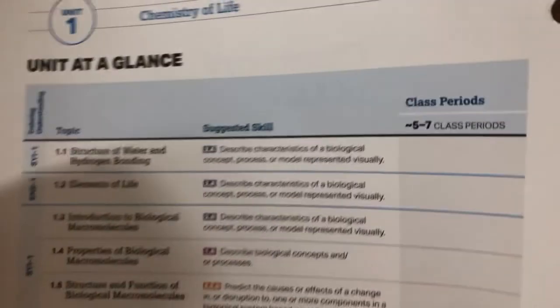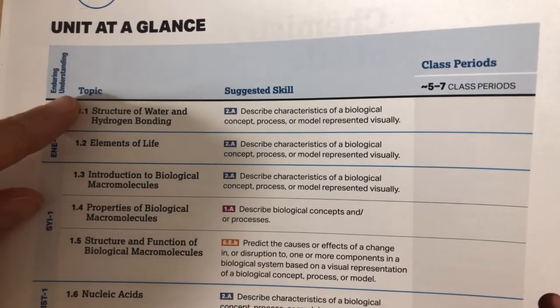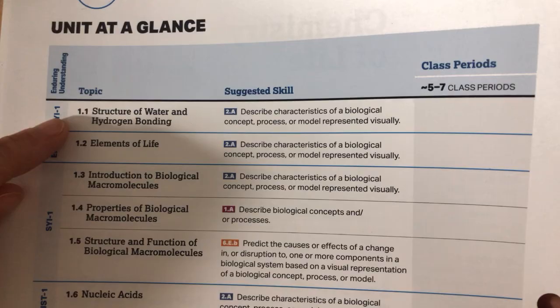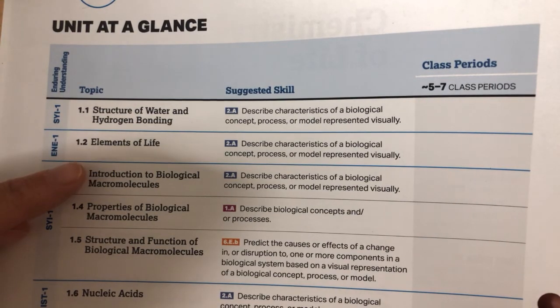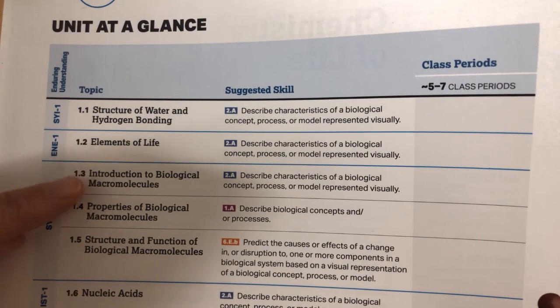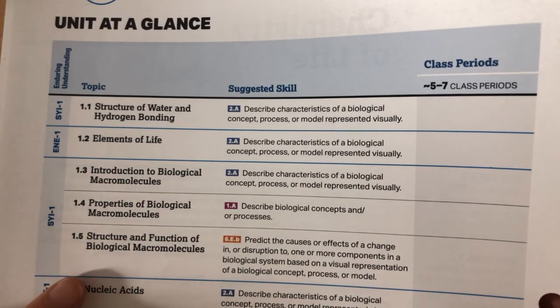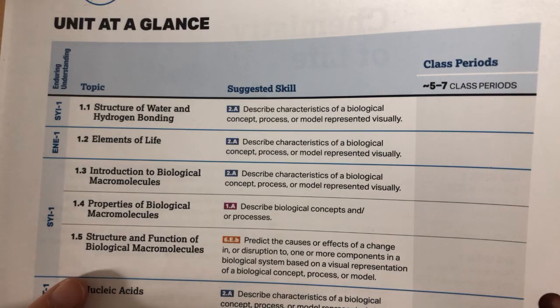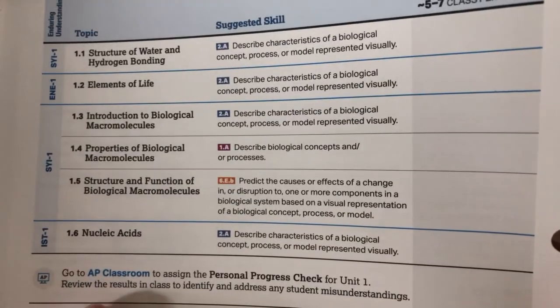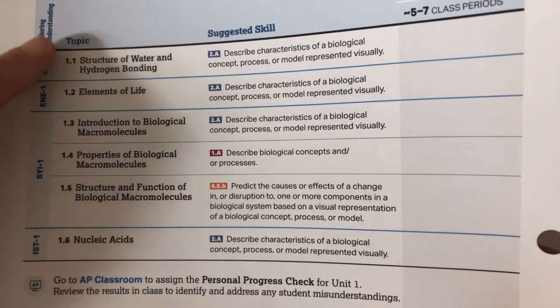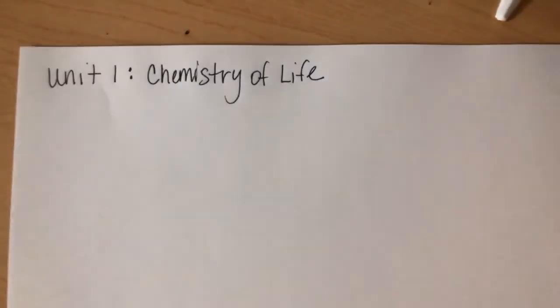The unit as a whole, just to give you an idea, unit at a glance: we're going to talk about this first topic in this video, the structure of water and hydrogen bonding. Then we're going to look at different elements and the different biological molecules, the properties of those molecules, and how the structure meets the function and helps with the function of those molecules. And then we look at nucleic acids. So that's the first unit. We're going to do topic 1.1 today.